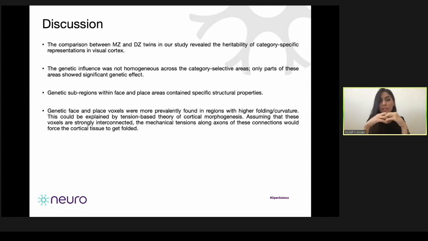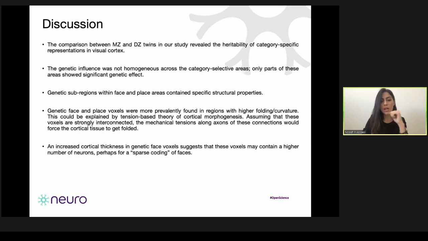The mechanical tensions along axons of these connections would force the cortical tissue to get folded. Moreover, an increased cortical thickness in genetic face voxels suggests that these voxels may contain a higher number of neurons, perhaps for a sparse coding of faces.